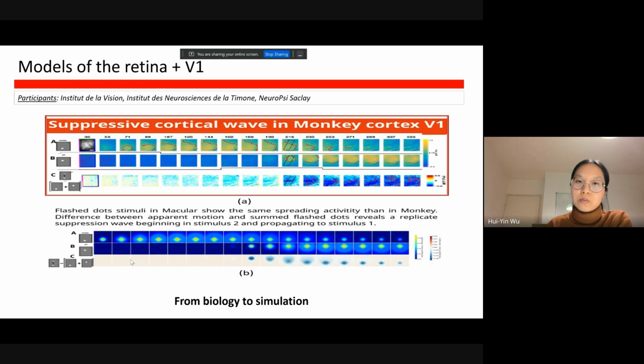For example, when the stimulus of a dot is moving up or down, how that activity is reflected in the visual cortex of a monkey. And so this part of the research concerns how do we take biological data and create models that allow us to simulate the responses of the retina or of the visual cortex.